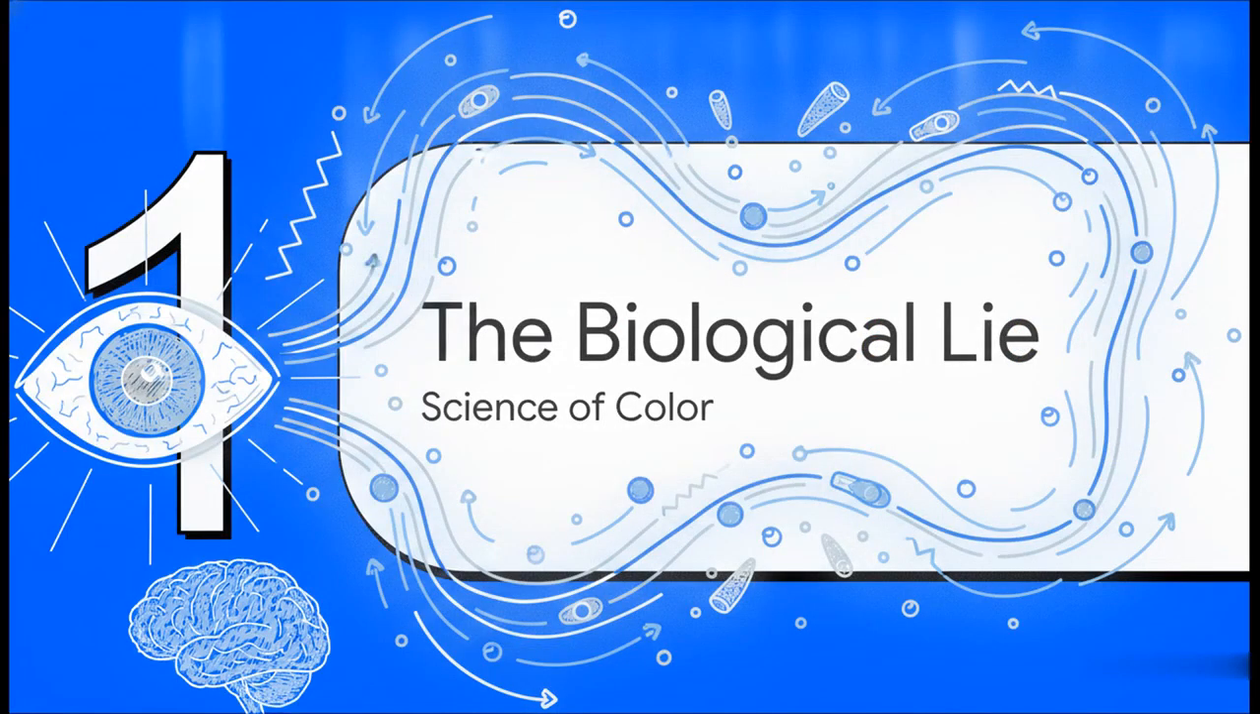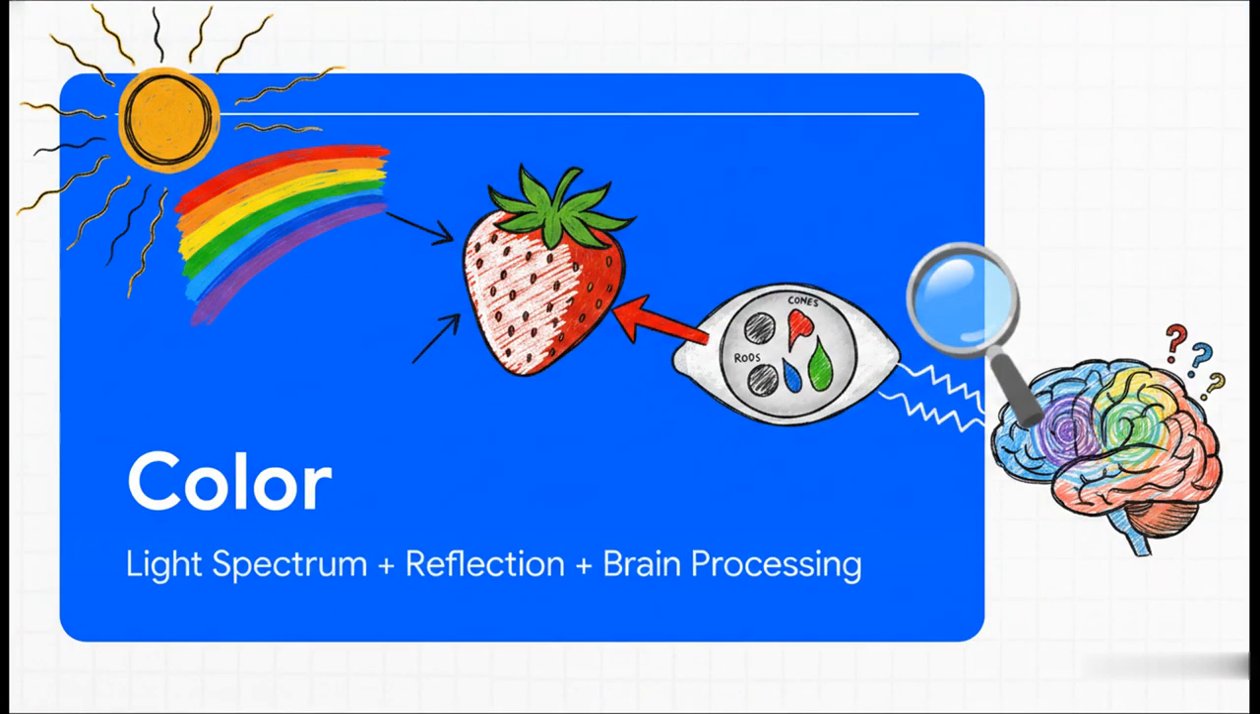Section 1. The biological lie. The science of color. Let's look at the microscopic reality of how we actually perceive light. It comes down to a pretty simple formula: color equals the light spectrum plus reflection plus your brain's processing. Think about it like this. When sunlight hits a strawberry, the surface of that fruit absorbs every single wavelength of light except for red. It bounces that specific red wavelength directly back into your eyes. So technically, the strawberry is everything but red.